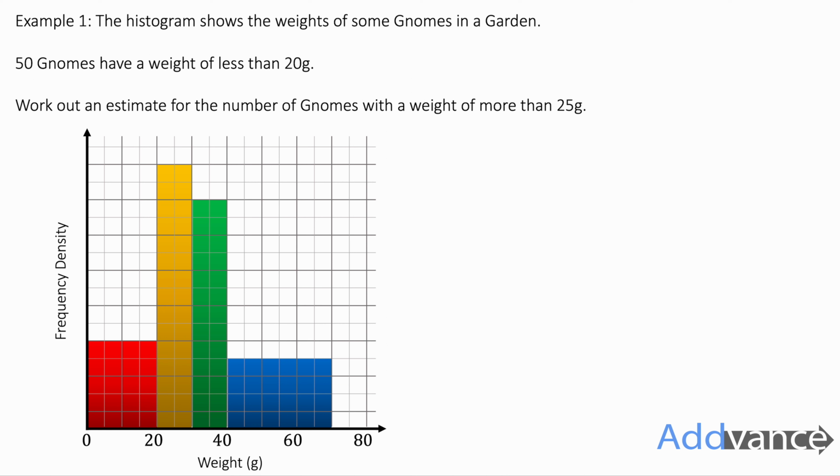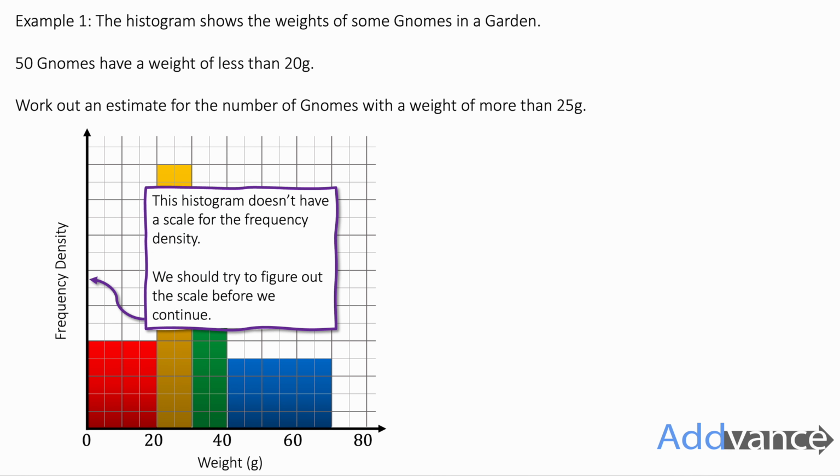It says the histogram shows the weights of some gnomes in a garden. 50 gnomes have a weight of less than 20 grams. Work out an estimate for the number of gnomes with a weight of more than 25 grams. And this is a problem about histograms because we do not know the frequency density scale. And so that is probably going to be our first step to solve this problem. We need to figure out the scale of the frequency density. This is really common in GCSE exam style questions where they are missing out the frequency density scale and you have to try and figure that out yourself from the information in the question.